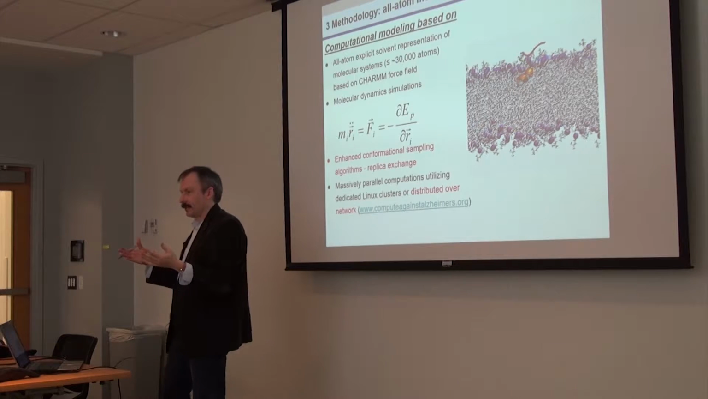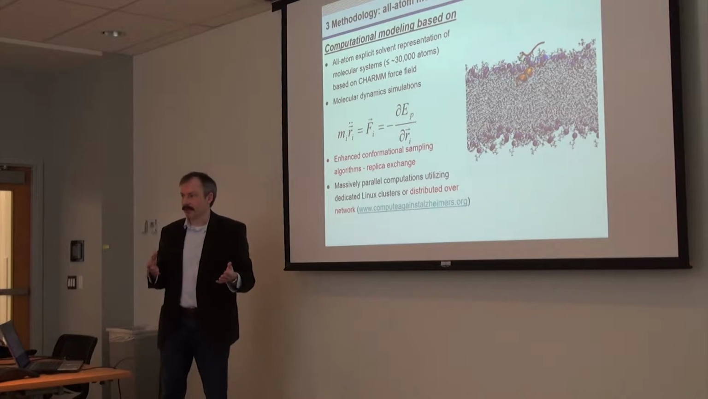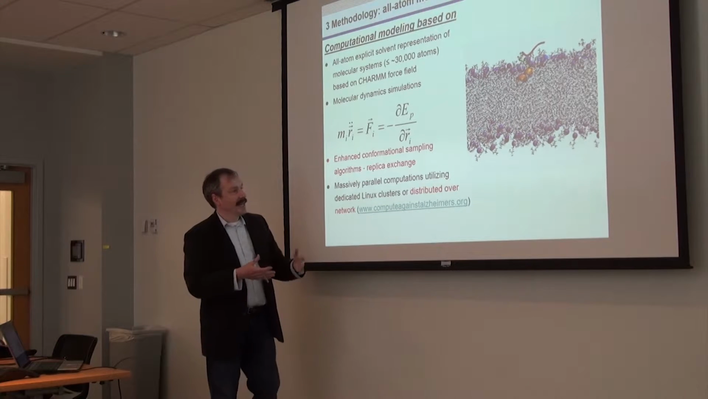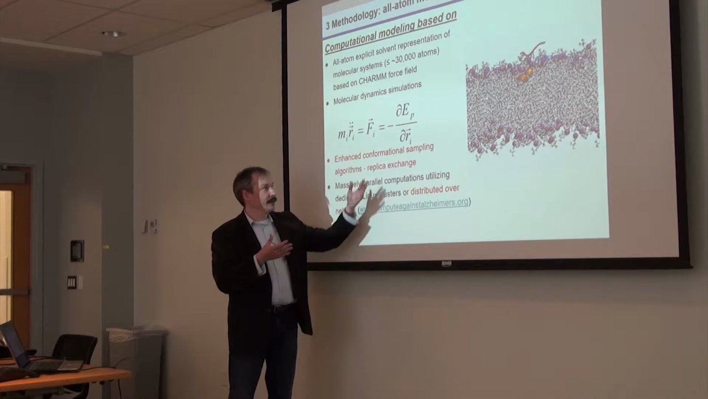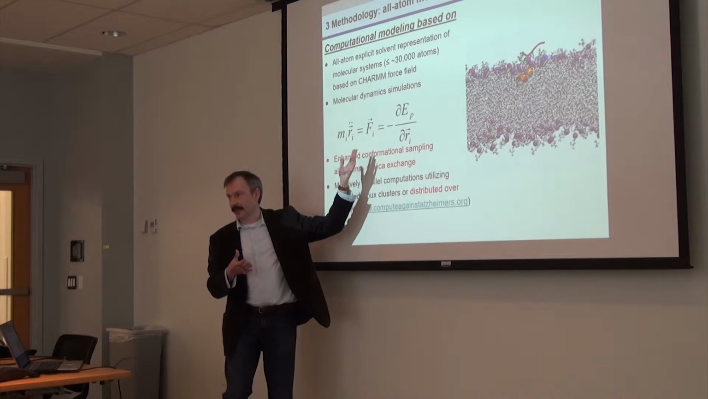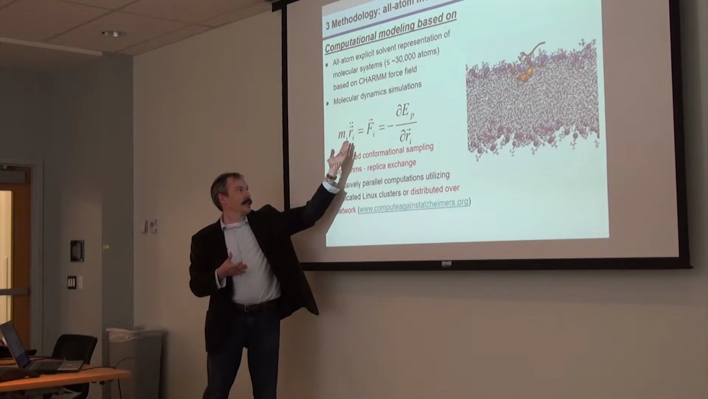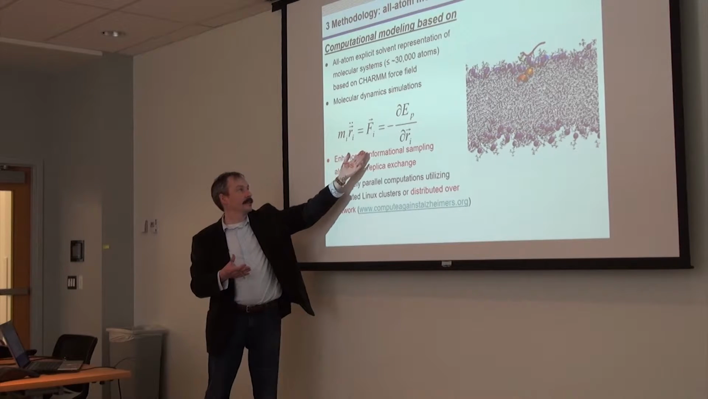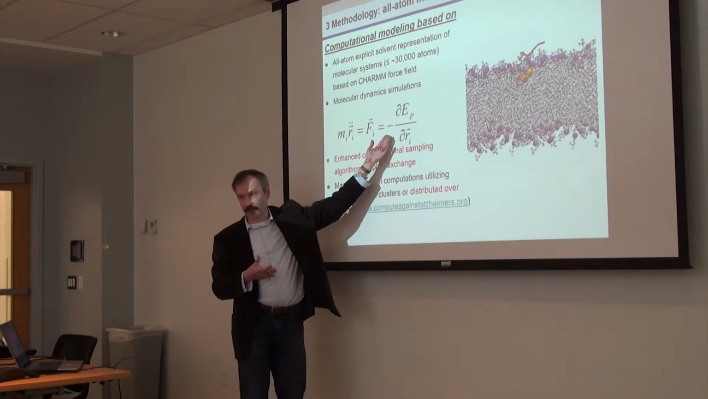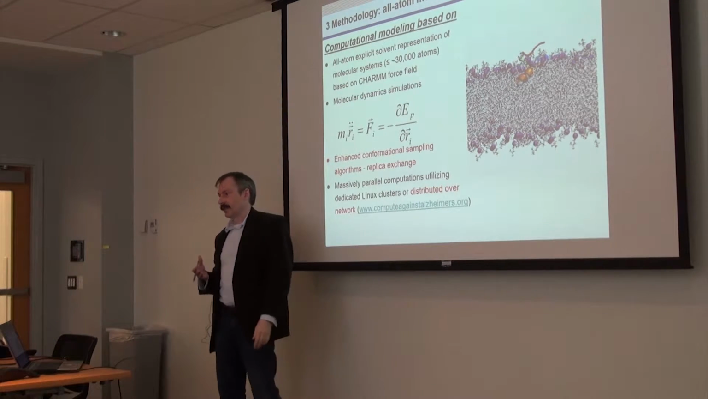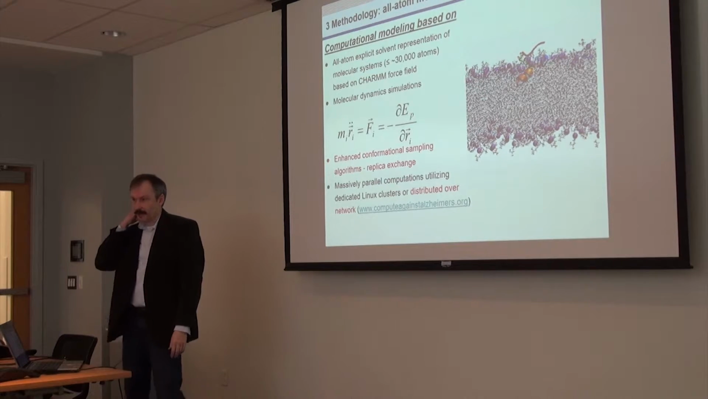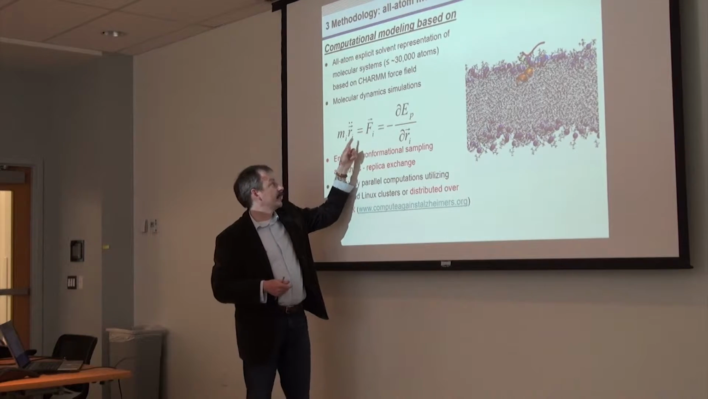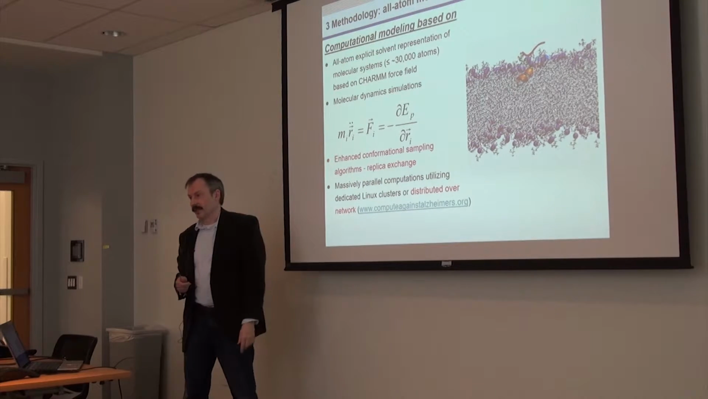There are different methods in physics to do this. Some people use Monte Carlo simulations. We use molecular dynamics simulations. And in a nutshell, molecular dynamics simulations are simple, I would say deceptively simple. You have atom i, its mass times acceleration equals the force. According to theoretical mechanics, this force is related to the negative gradient of the potential energy. So here you have a link between the energetics and the movement of these atoms.